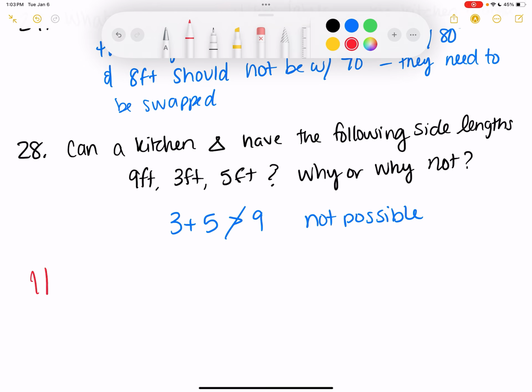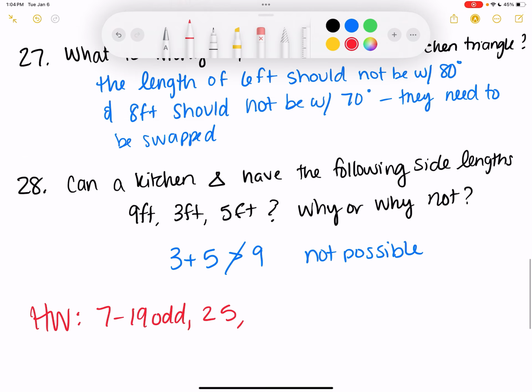Problems then are 7 through 19 odd, 25, 30, and 42 through 45.